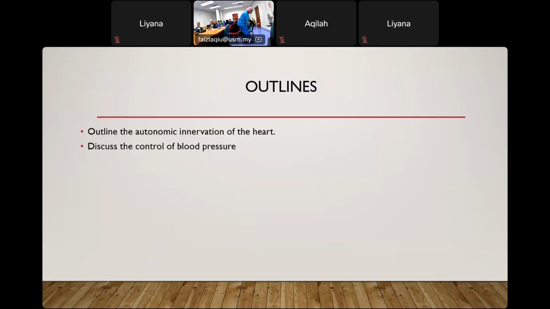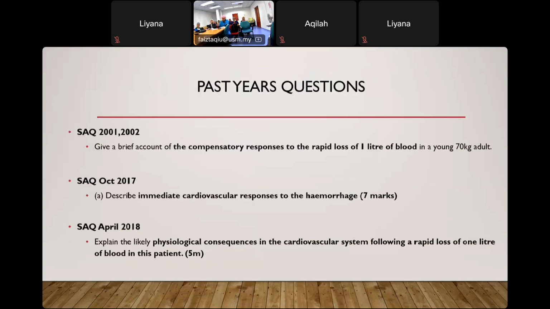So for the outline, we will discuss the autonomic innervation of the heart and the control of blood pressure. There are some past year questions regarding this topic. SAQ in 2001 and 2002: give a brief account of the compensatory response.